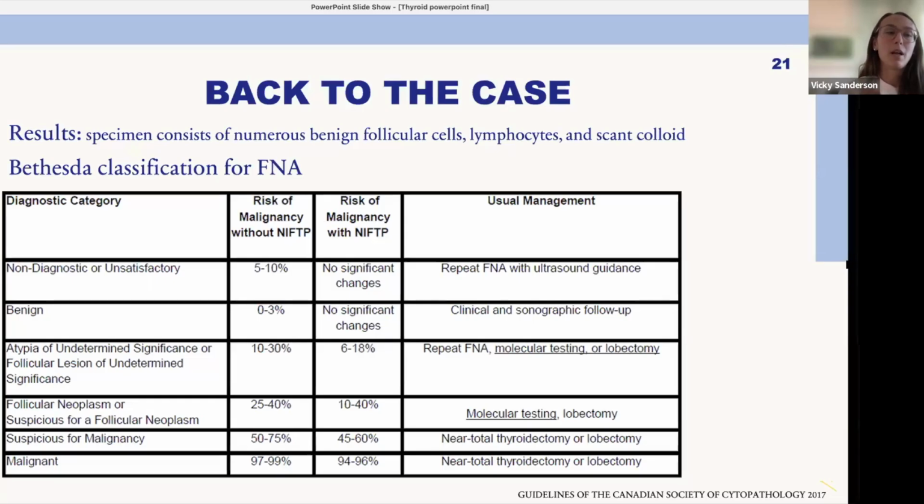that says, we didn't get enough material. We don't know what happened. We need to repeat this. So that's when you get the unsatisfactory or non-diagnostic results, similar to what we get for PAPs sometimes. We really despise those. So unfortunately, you generally need to send that person back for a fine needle aspiration.